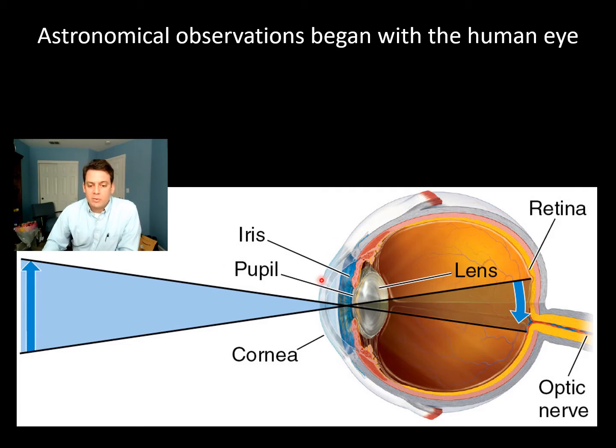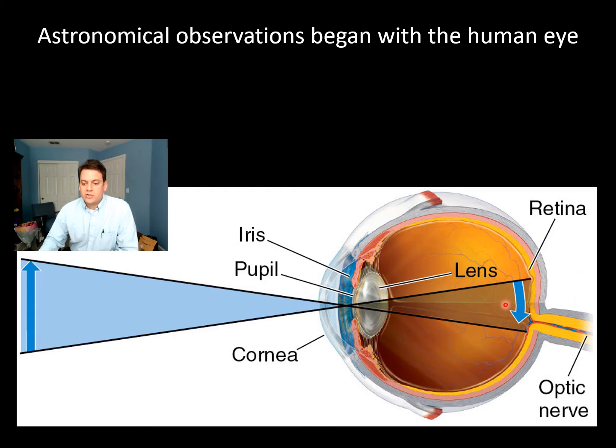Light comes in through the pupil. The pupil is what we'll very often call the aperture, which just means it's the opening. It's where the light comes through. And then in the case of the eye, it is focused by the lens. So the rays of light that enter the eye are bent by the lens, through a process that we'll talk about in a little bit.